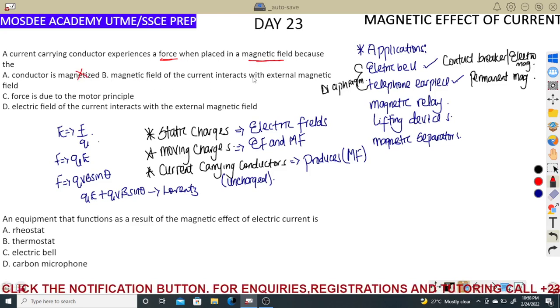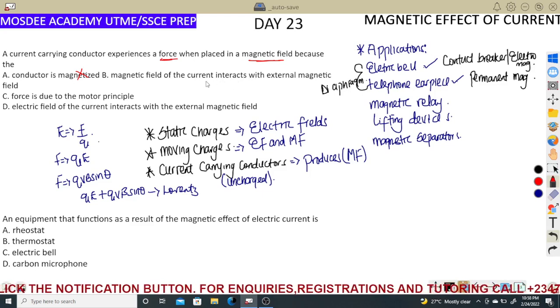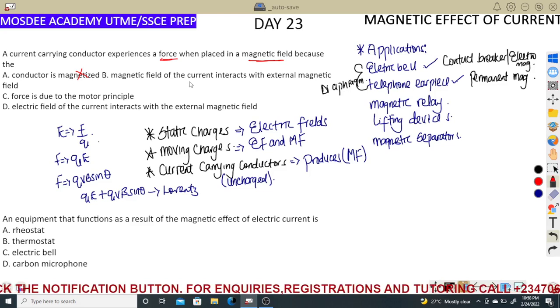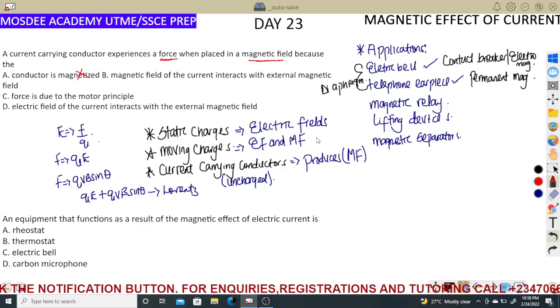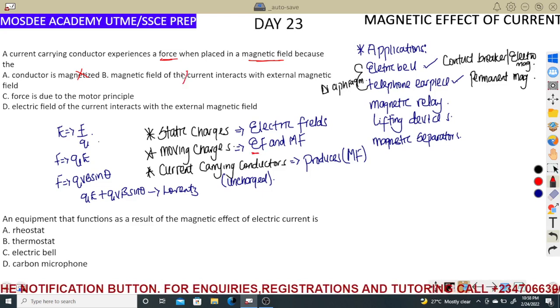Magnetic field of current interacts with what? External magnetic field. I told you current behaves like magnets. So for current to behave like a magnet, you expect what? Electric what? That means the charges are moving. So you expect electric field to interact with the internal magnet, not magnetic field interacting with that. So keep that in mind. That's a technical one. Force due to motor principle is wrong.